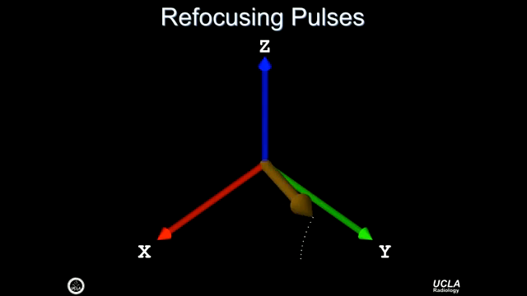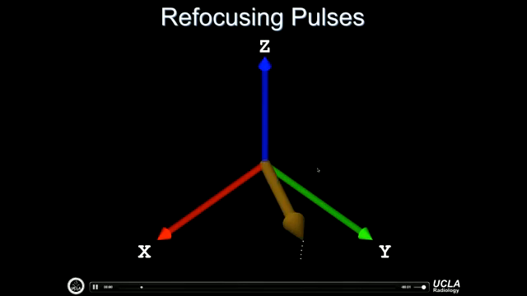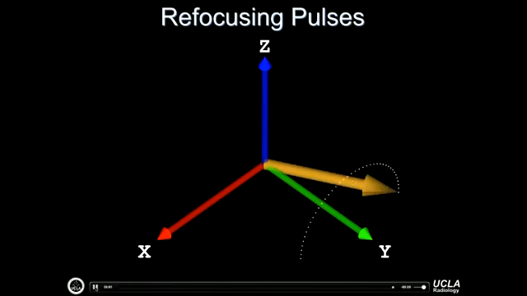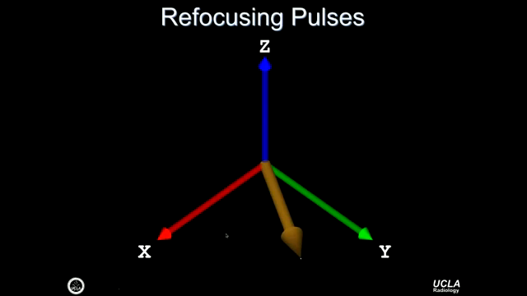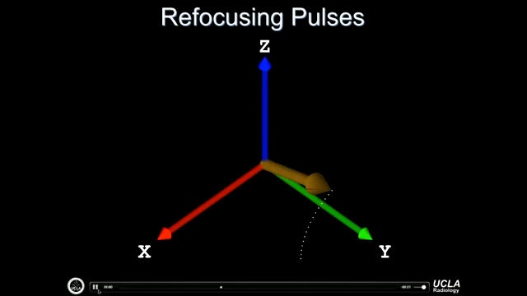So here's one way of picturing what the refocusing pulse does. The orange is my bulk magnetization, and at this point, when this thing starts, let's pause it because it's going to cause me to seize. All right, so let's start it off here. This is just bulk magnetization in the transverse plane somewhere.